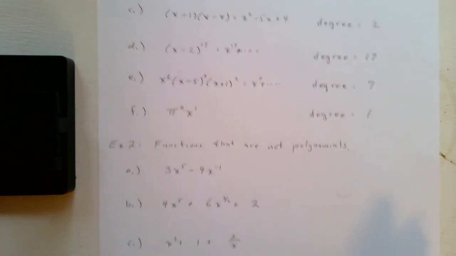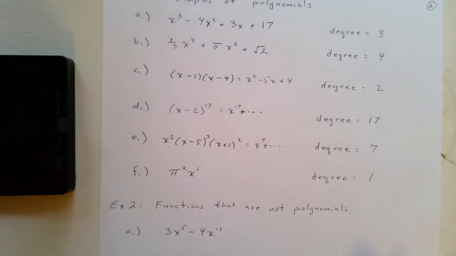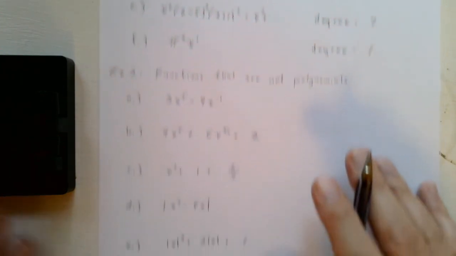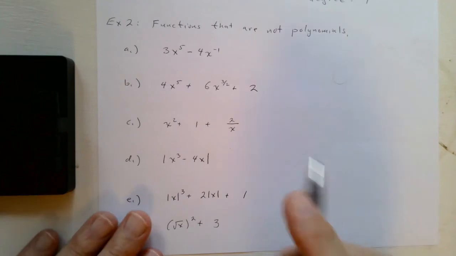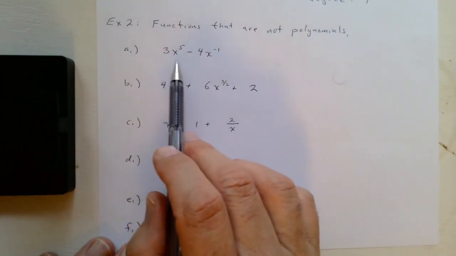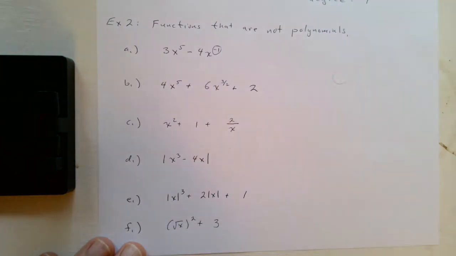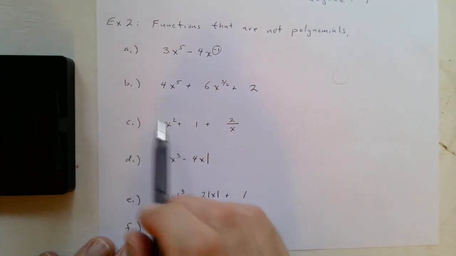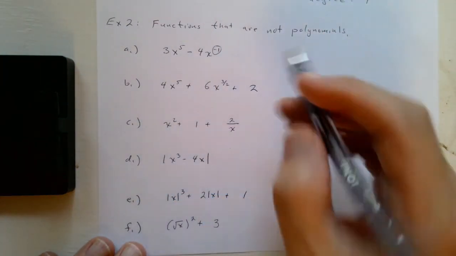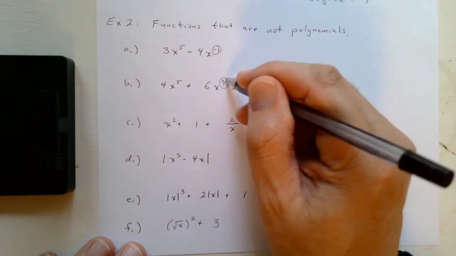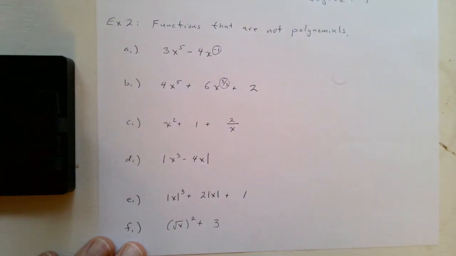All right, now these functions are all polynomials. But then there are some functions which are not polynomials. In part A, this is not a polynomial because of this -1 here. And in part B, this is not a polynomial because of this 3/2. That's not an integer.